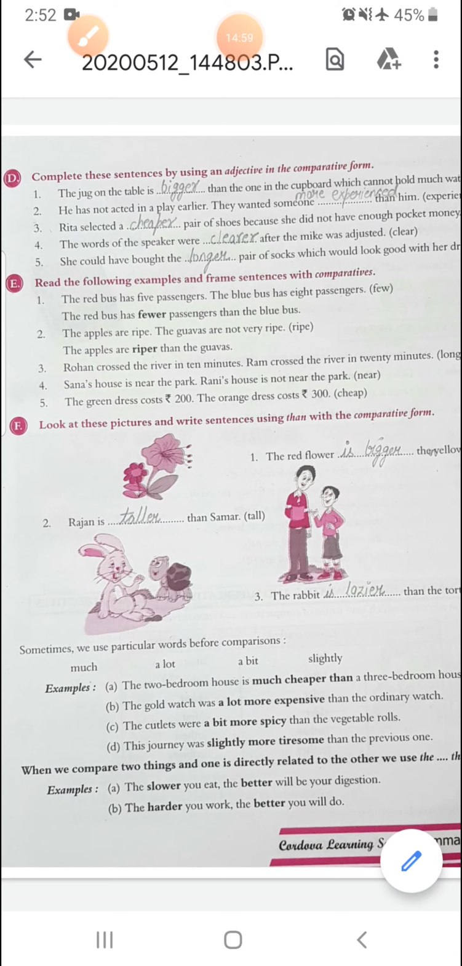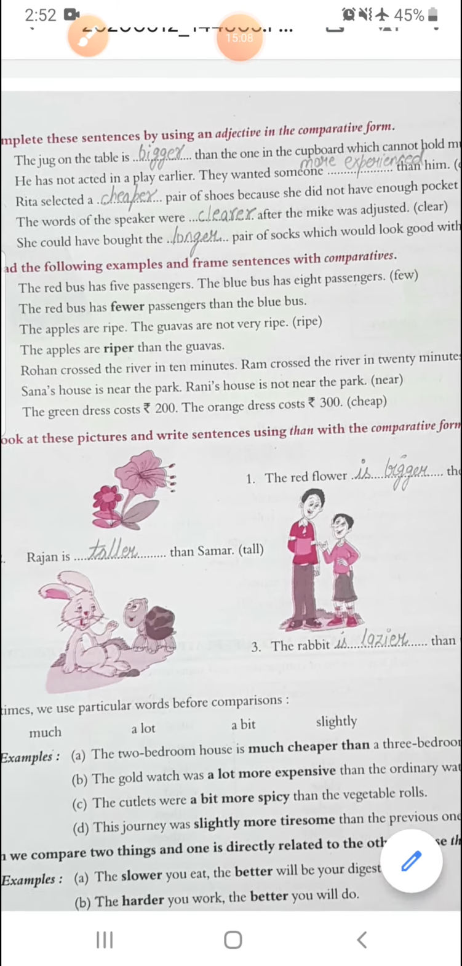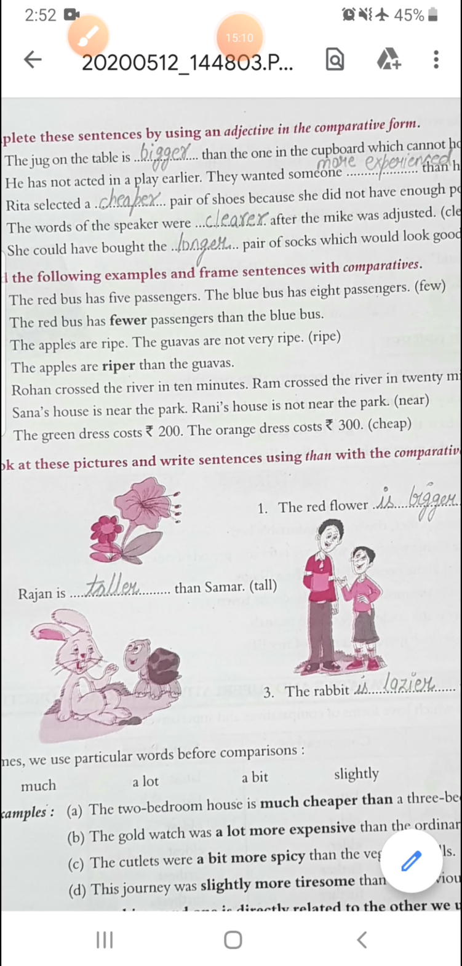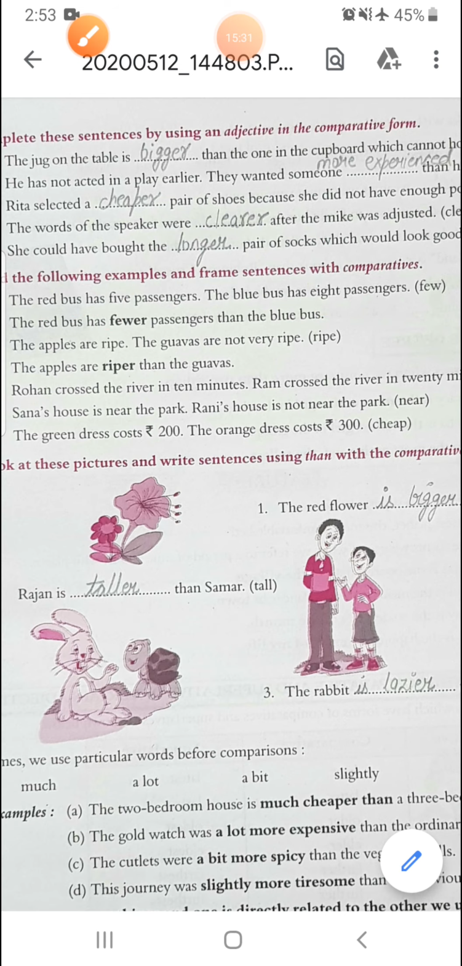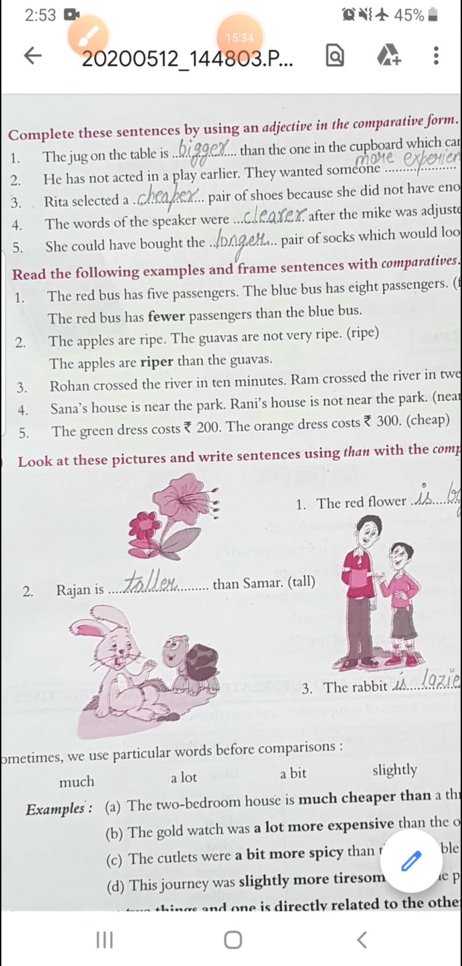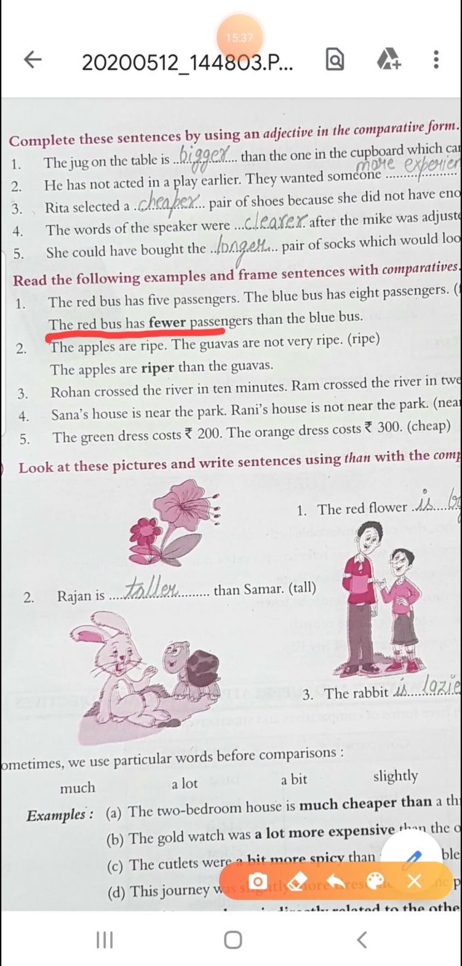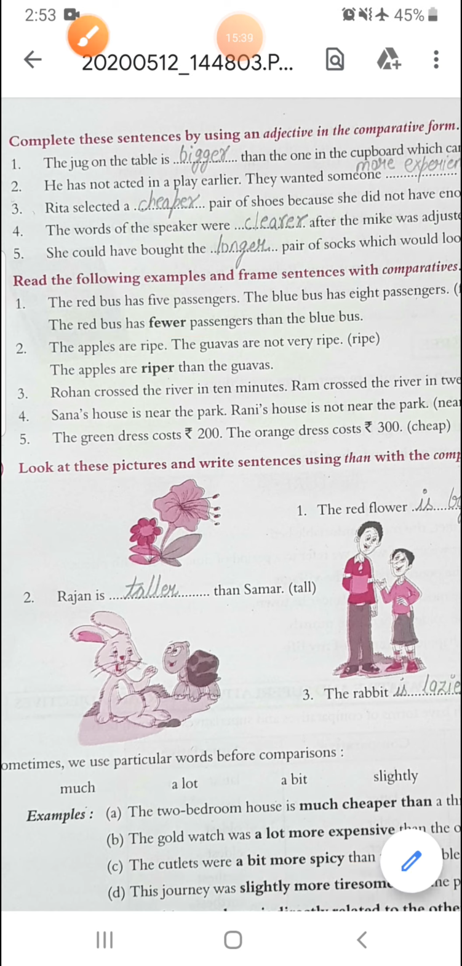Then see the E1. Read the following examples and frame sentences with comparatives. Now here you have to frame full sentences. See the first one. The red bus has 5 passengers. The blue bus has 8 passengers. We have to use few, and we have to use the comparative form of few. Few becomes fewer. So which has the fewer number of passengers? It is the red bus, because it has only 5 passengers. Here the blue bus has 8 passengers. So fewer is with the red bus. So what it becomes? The red bus has fewer passengers than the blue bus.